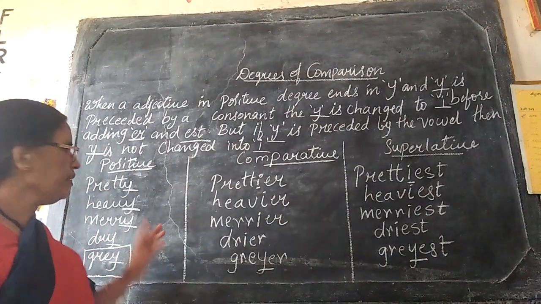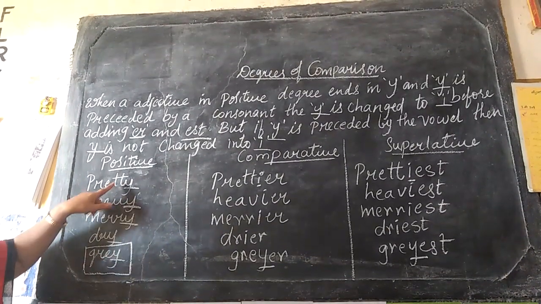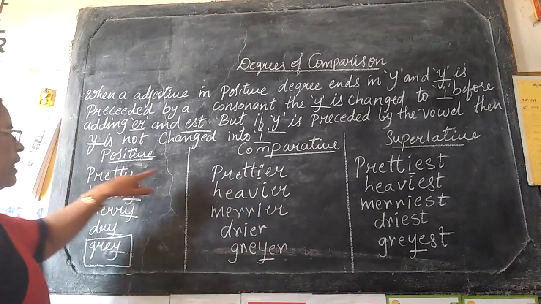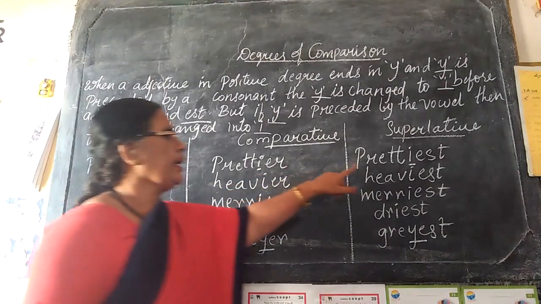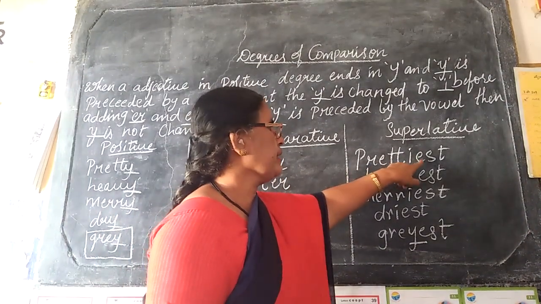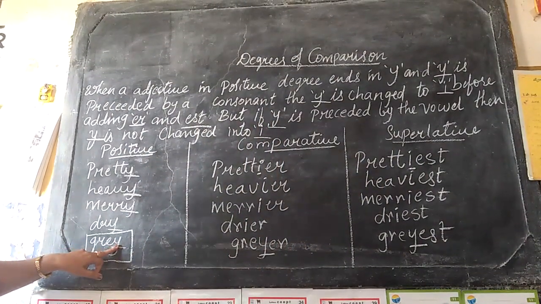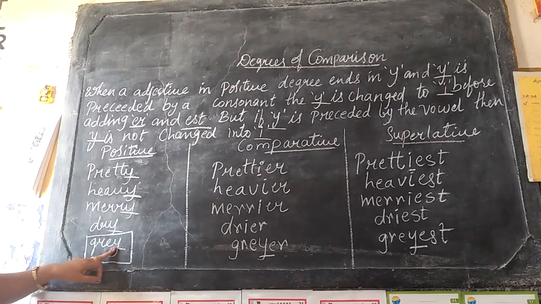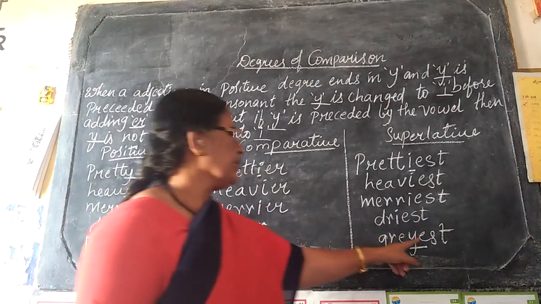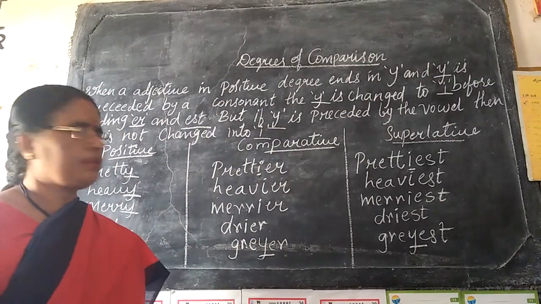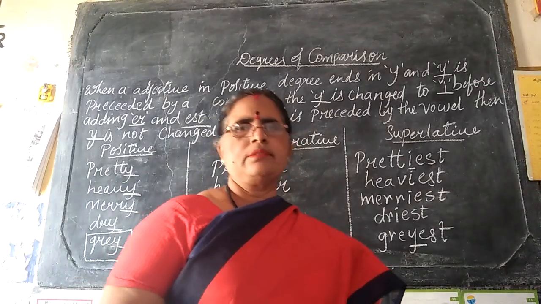Got it, children? Only when you have words ending in Y and you have a consonant before Y, you write I instead of Y and add ER. Again, write I instead of Y and add EST. When you have a vowel before Y, you write it as it is and add ER and EST. Got the rule, children? Hope you have understood. Thank you.